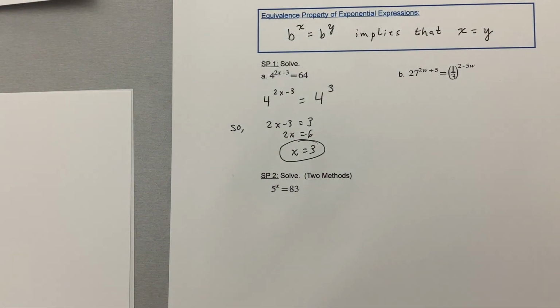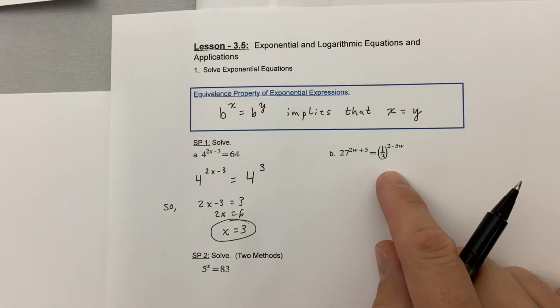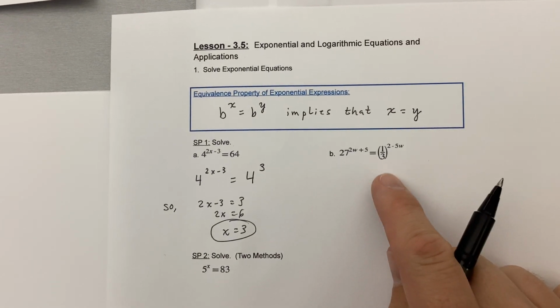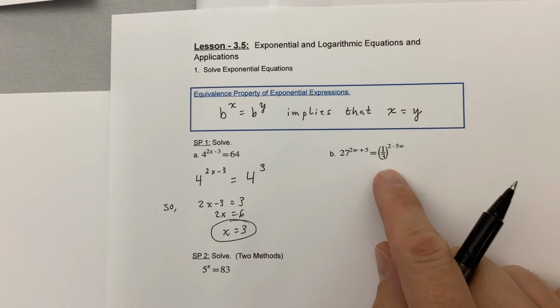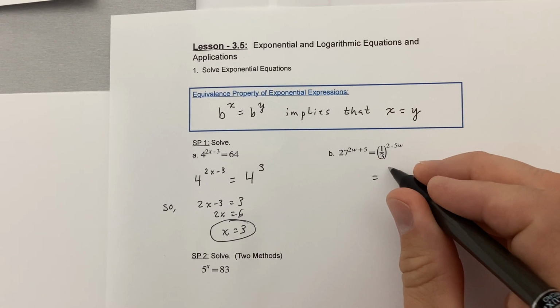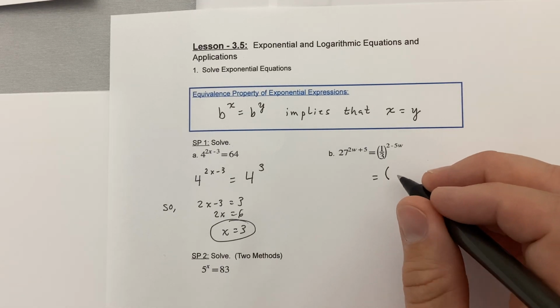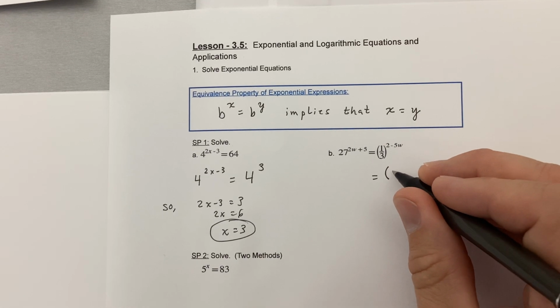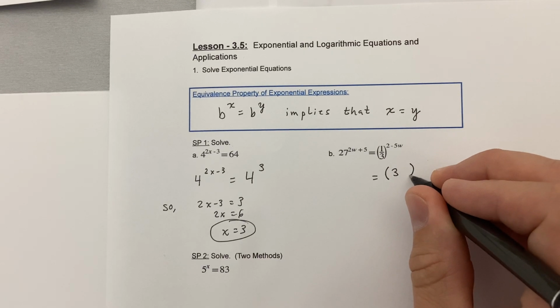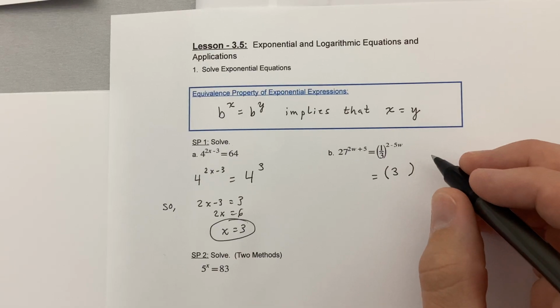Again, solve, which means we need to solve for the variable. 27 and a third. Kind of ugly at first because we've got this fraction, but 3 would be a good number. So maybe I could rewrite that 1/3 with a 3. How so? 3 to the negative 1. Yep.